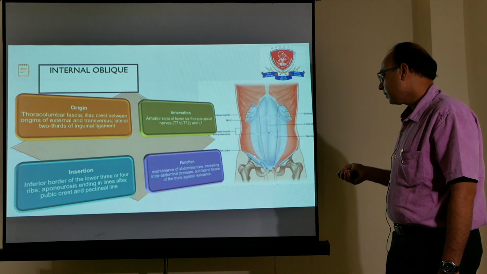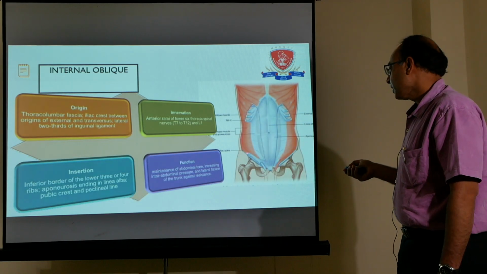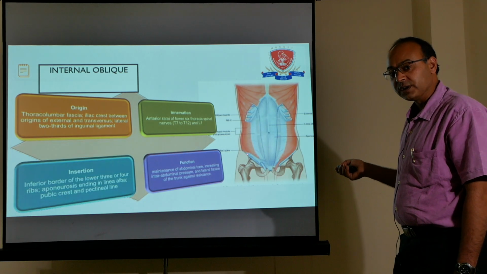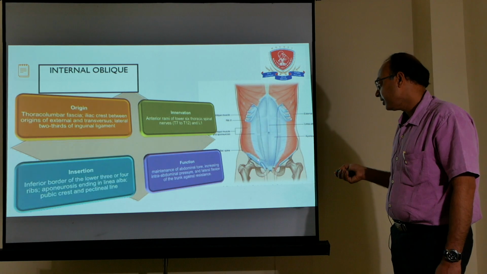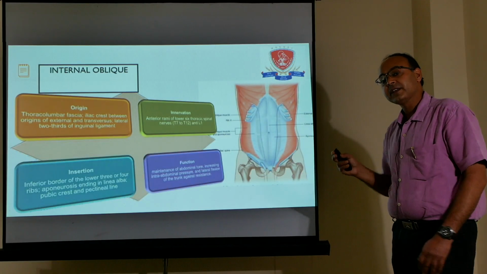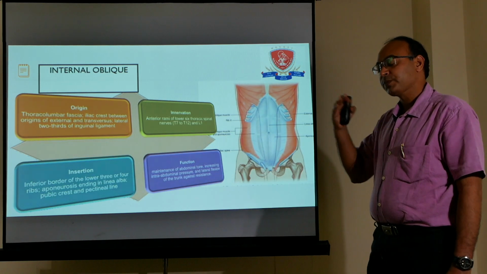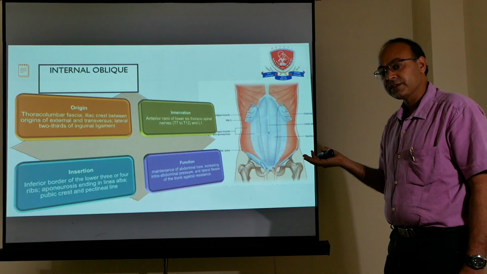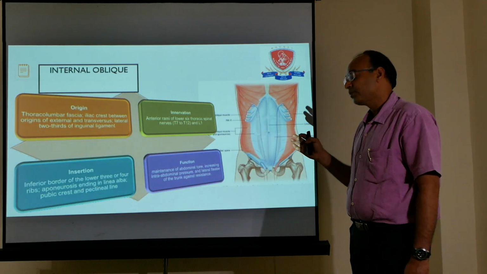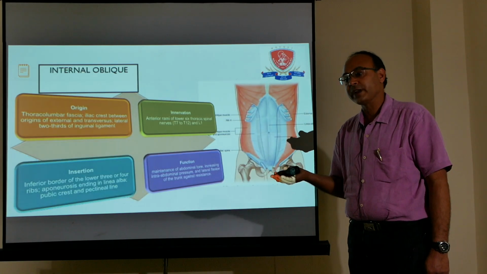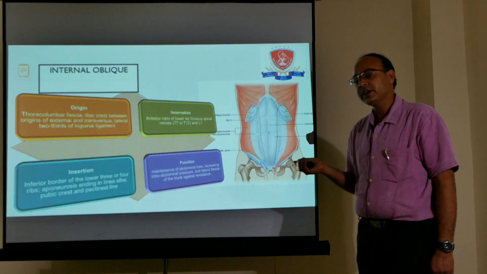The inferior border of the internal oblique has a very interesting relationship with the inguinal canal. As it originates from the lateral 2/3 of the inguinal ligament, first it forms the anterior wall of the inguinal canal, then it forms the roof of the inguinal canal, and then it arches backwards, fuses with the transversus abdominis muscle, forms the conjoint tendon, and forms the posterior wall of the inguinal canal. So the internal oblique has a triple relationship with the inguinal canal.